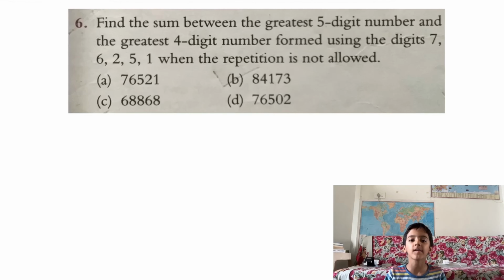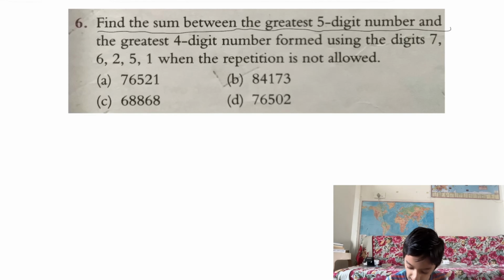Today we will discuss some IIT questions based on integers. First, let's start with MCQs. First question. Find the sum between the greatest 5-digit number and the greatest 4-digit number formed using the digits 7, 6, 2, 5, 1 when the repetition is not allowed.